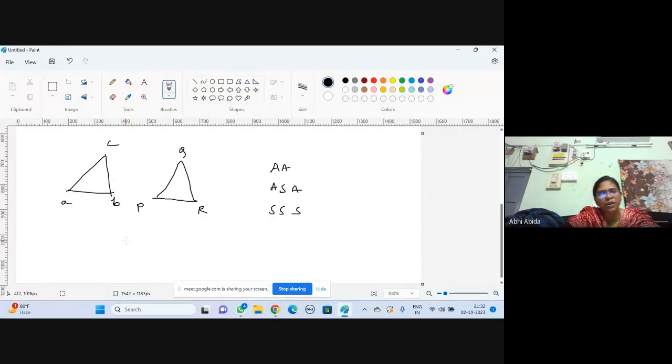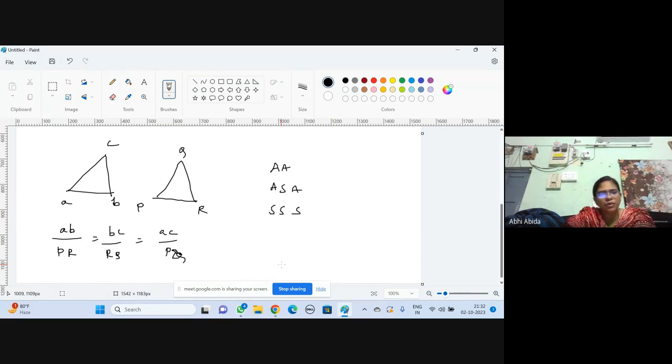Everybody knows about these properties because it is basic stuff. The one important thing you should know here is that the corresponding sides will always be in the ratio. That is, AB divided by PR is equal to BC by RQ is equal to AC by PQ. So here the corresponding sides will be in ratio.